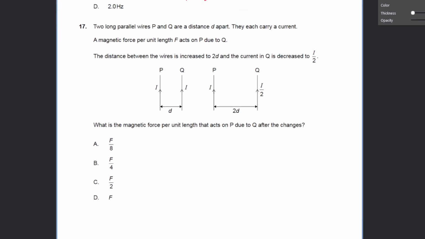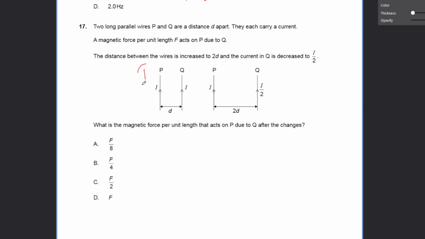All right, question 17. Two long parallel wires P and Q are a distance d apart. They each carry a current. A magnetic force per unit length F acts on P due to Q. The distance between the wires is increased to 2d, and the current in Q is decreased to I over 2.